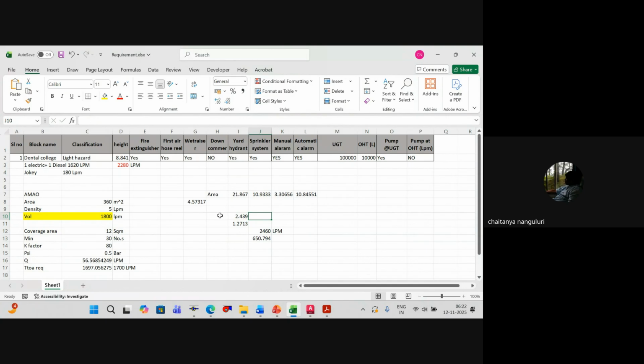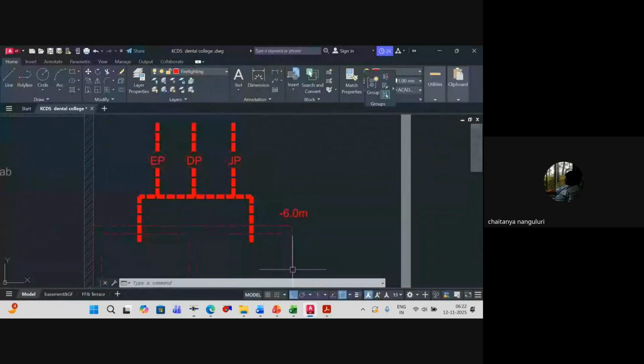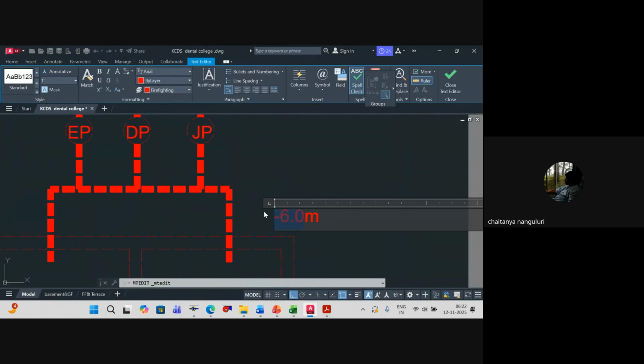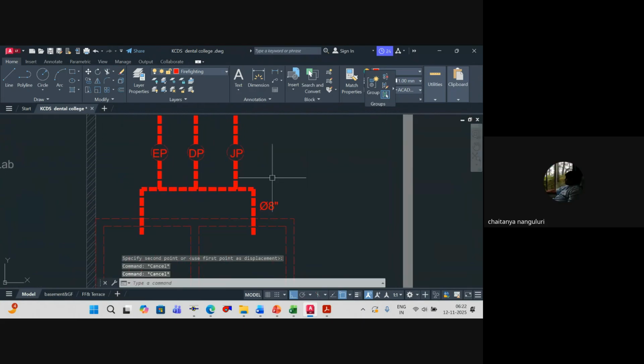So this value will be 1.2713. But anyway, the pipe size of 200 mm dia is what I'll require. You agree? So the diameter of the suction manifold is 200 mm dia. Because the drawing is in inches, I'm drawing it in inches. Is it fine? We'll take this one.